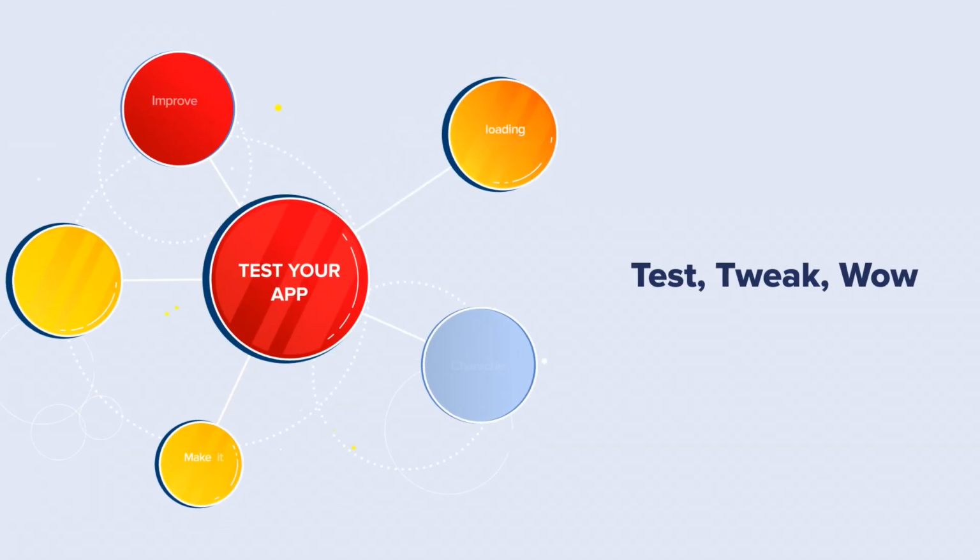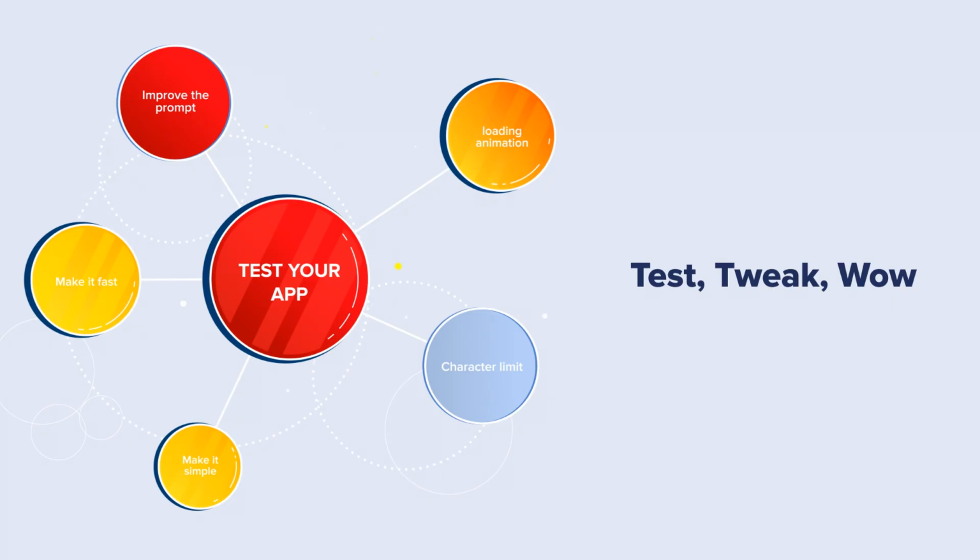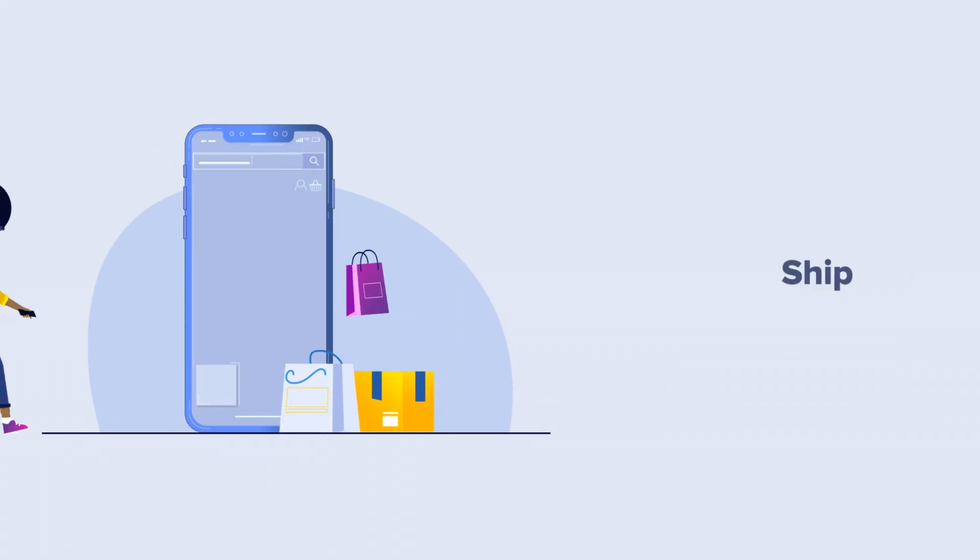Done. Test your app. Improve the prompt. Add a loading animation. Add a character limit. Make it simple. Make it fast. Make it useful. Share your app link.